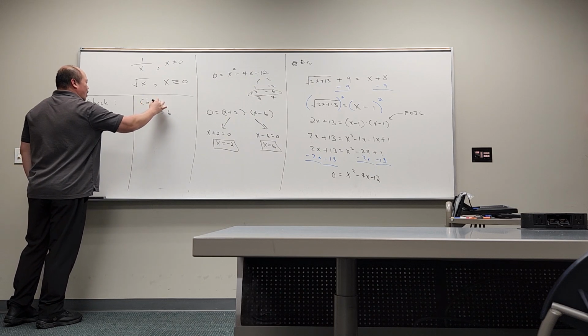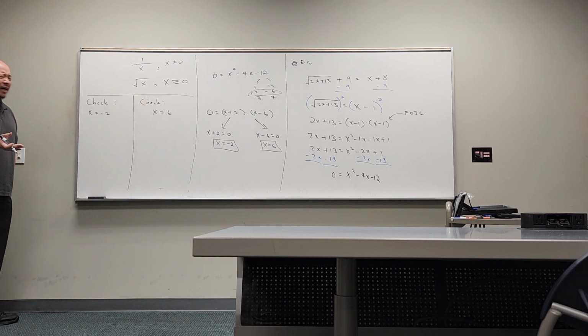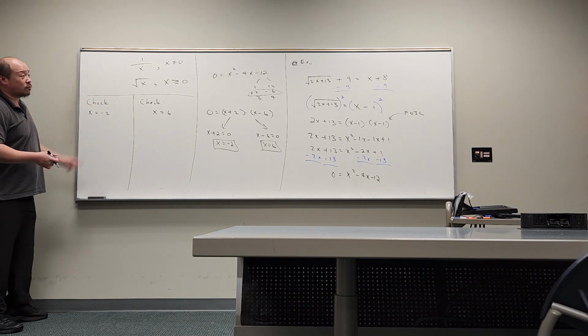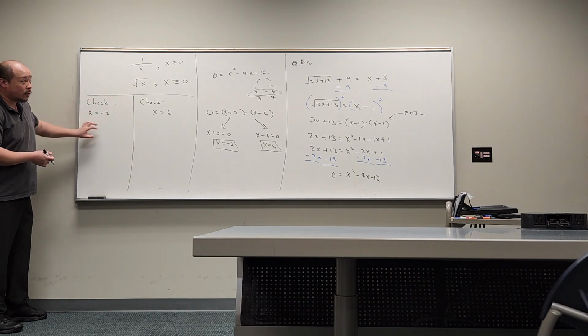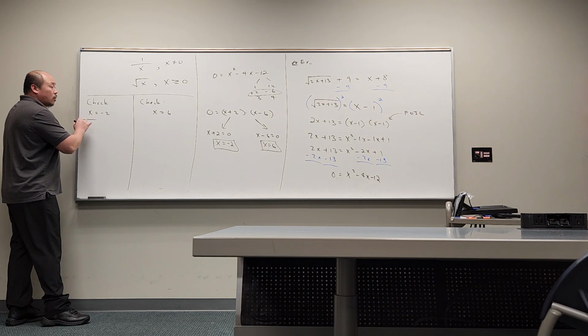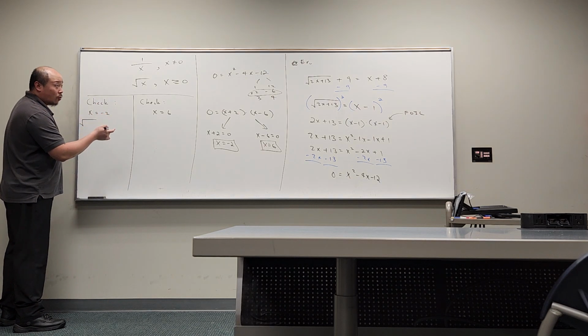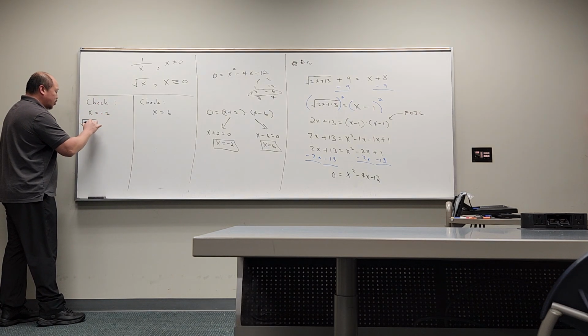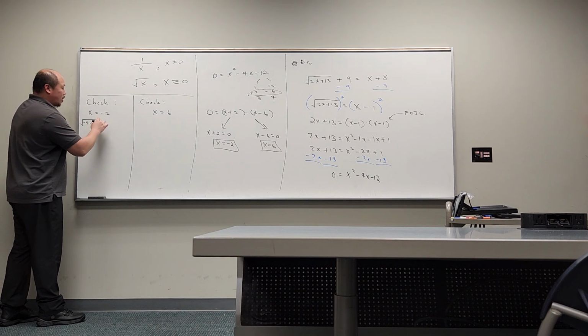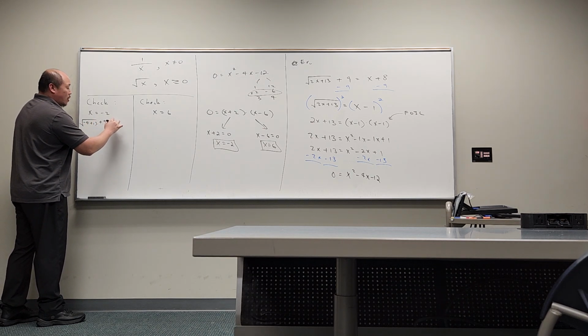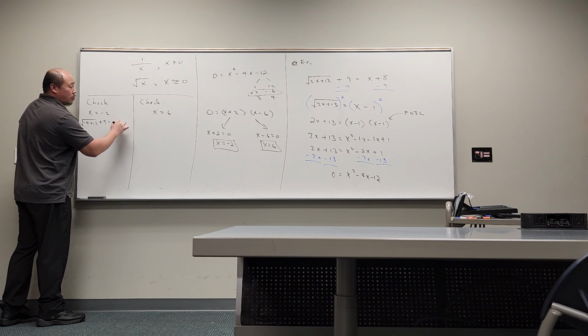Let's check to see if they're correct. You should always check the answer anyway. I just don't do it because I'm lazy. But let's put -2. So you put -2 in the original equation, you get radical 2 times -2. 2 times -2 is -4, right? So that's -4 plus 13 plus 9 equals -2 plus 8.